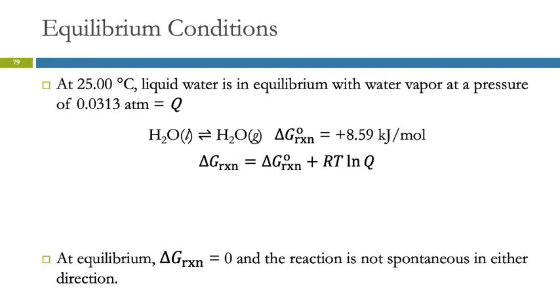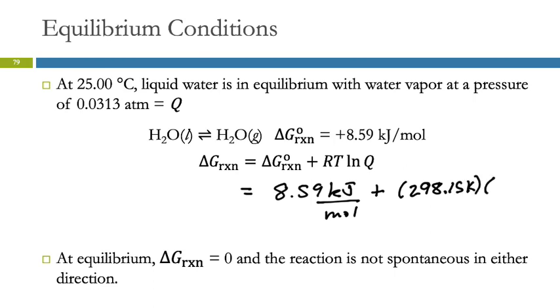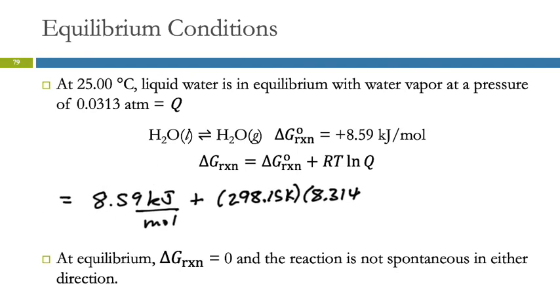So if we do this calculation here, 8.59 kilojoules per mole plus 298.15 Kelvin times the temperature, no, that was the temperature, 8.314 joules per mole Kelvin times the natural log of Q, which is 0.0313 atmospheres.